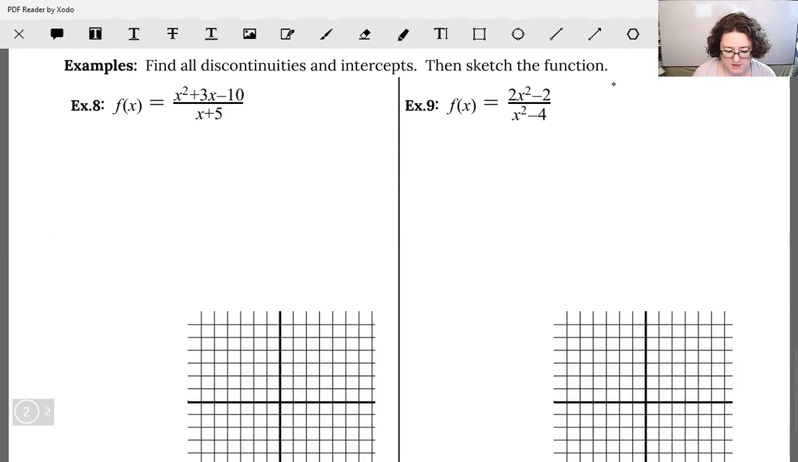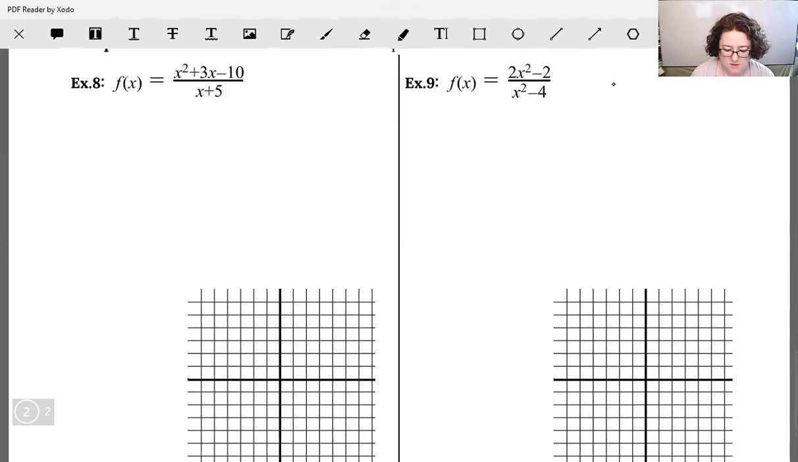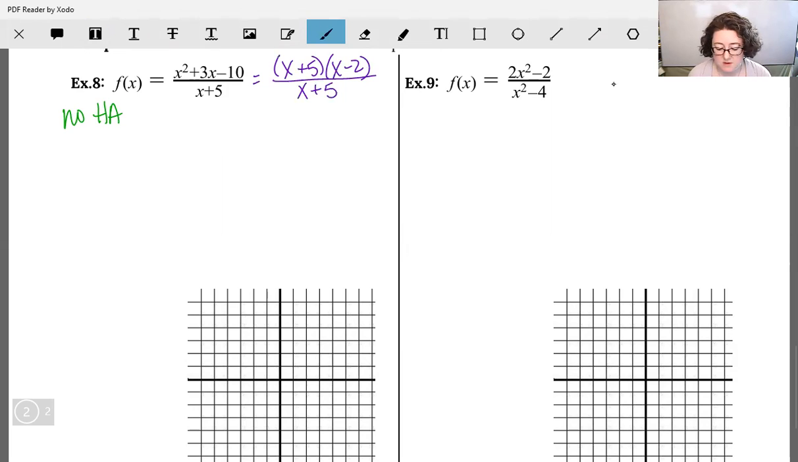Alrighty, so example 8. My degree in the numerator is larger. That means there's no horizontal asymptote. Okay, so now I need to factor. And actually, let's go to a darker color. So x plus 5 and x minus 2 for my factors. That means I do have a matching factor on this one. I have the x plus 5. So my possible hole occurs at x plus 5 equals 0, so x equals -5.